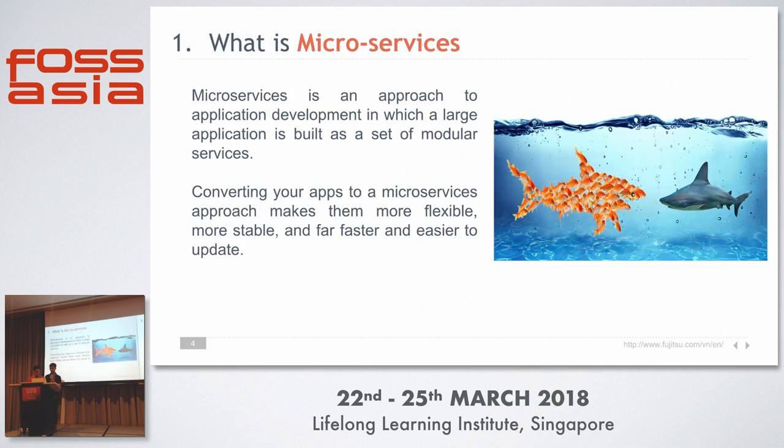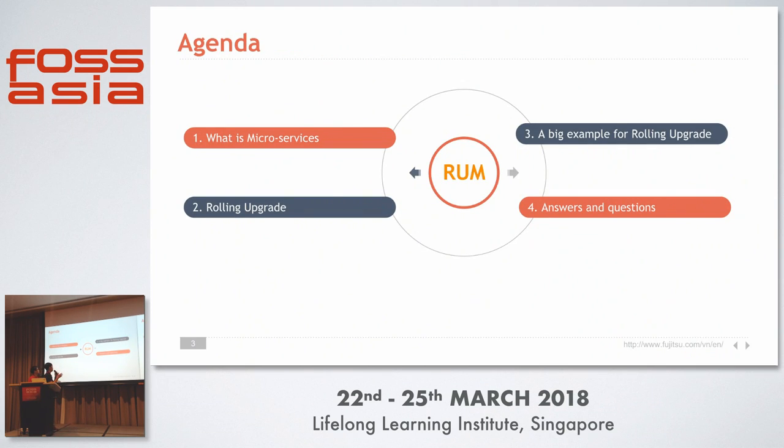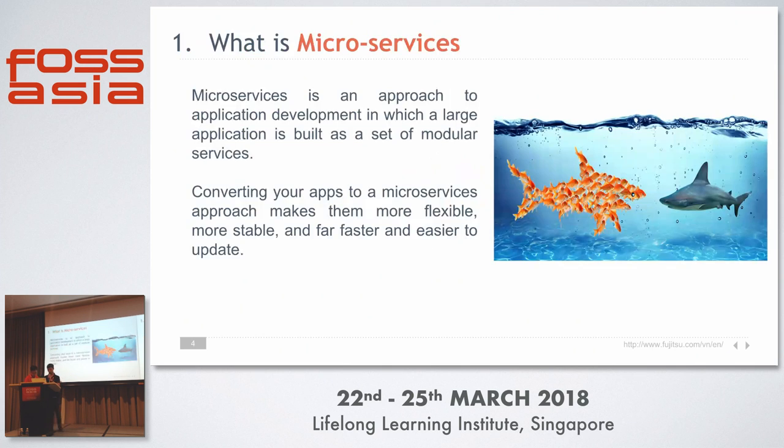Before we understand what rolling upgrades are, I would like to introduce what microservices are. As you can see, microservices is an approach to application development, where a large application is built as a set of multiple services. Each service takes care of a specific function. If your application converts to the microservices approach, you will get something more flexible, more stable, and faster and easier to update.